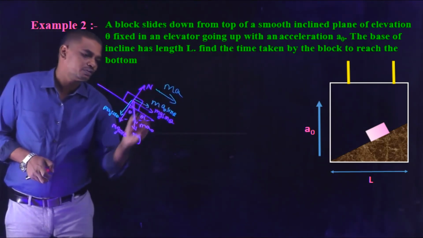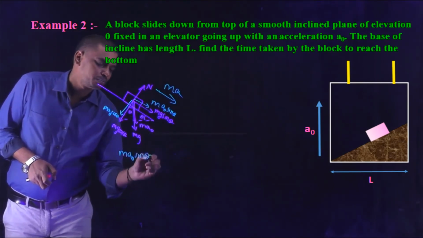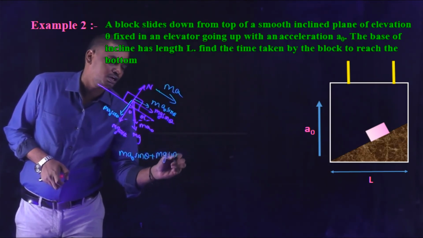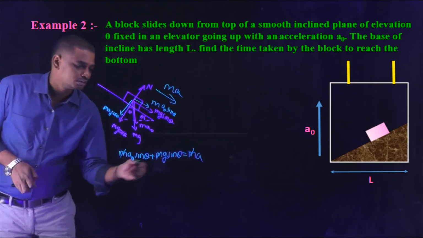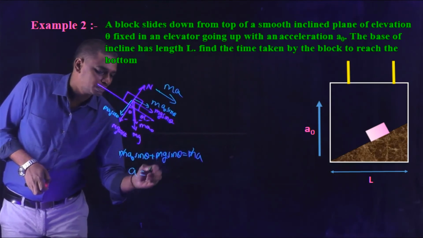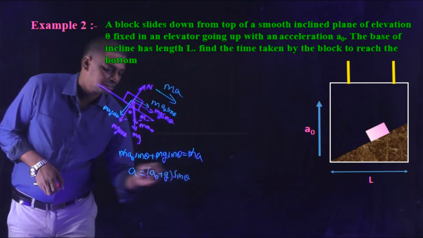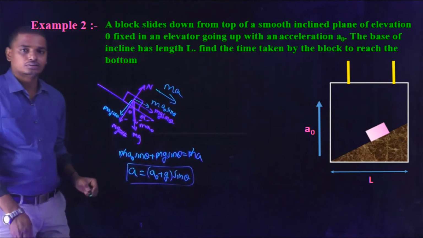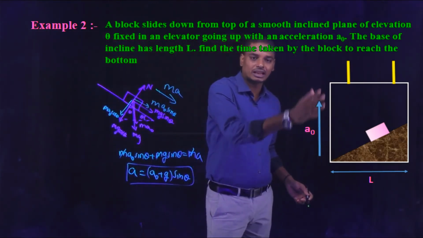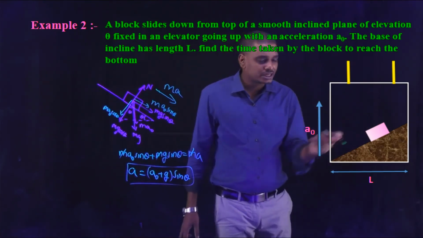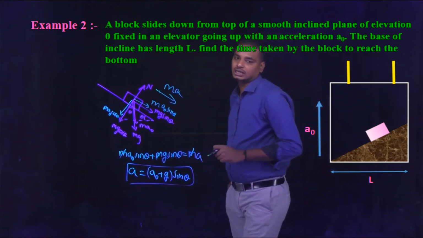So writing the equation, ma naught sin theta plus mg sin theta should be equal to ma. Here m on both sides gets cancelled, and A is equal to, by taking sin theta common, (a naught plus g) into sin theta, which is the acceleration of the block. When this lift is moving in the upward direction with an acceleration a naught, then the block slides down the inclined plane with an acceleration of (a naught plus g) into sin theta.